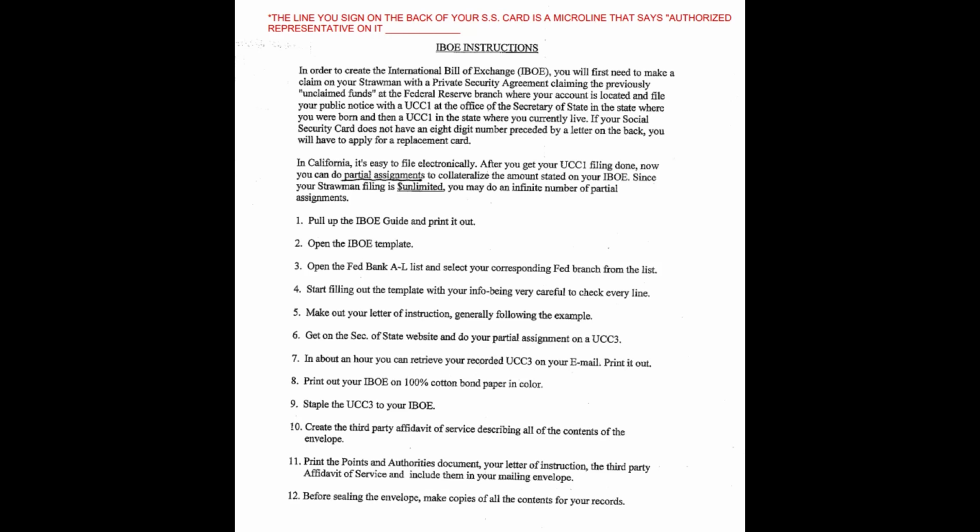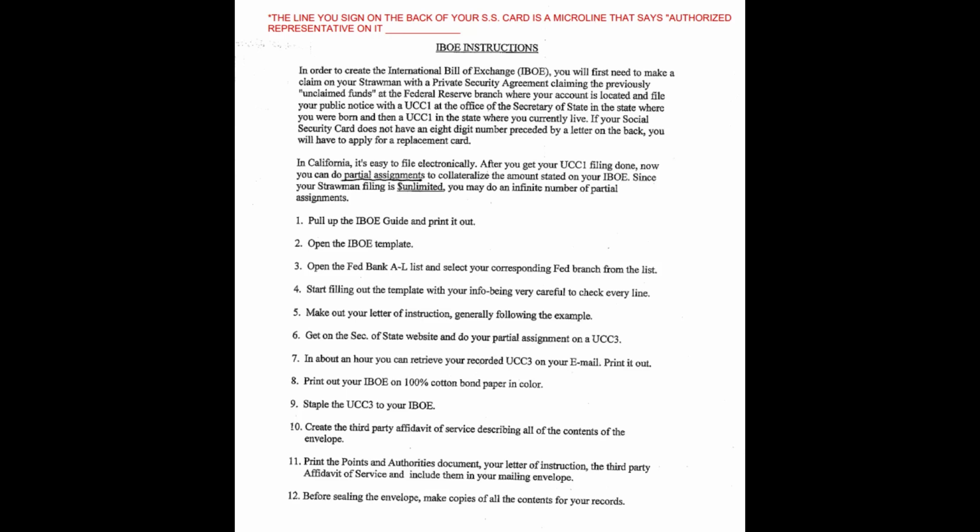So the first thing that you gotta know is the back of your social security card. Look at that. The line that you sign on, that says sign here, that line is a micro line that is actually a word. And if you get a magnifying glass, you're gonna see that it says authorized representative on it, in the form of a line, and you sign on that. Why would they put that in so microscopic?